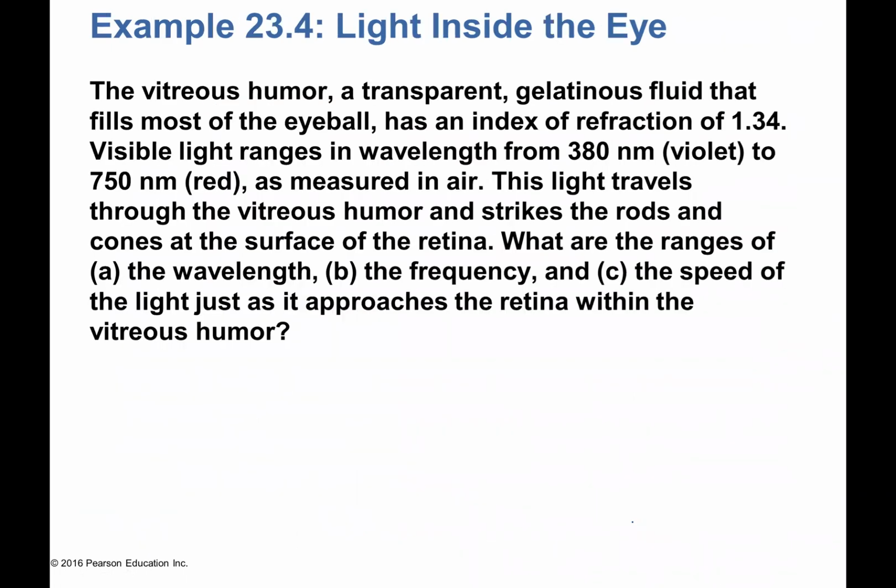All right, so we're ready to do some examples. What we have here is the vitreous humor, a transparent gelatinous fluid that fills most of the eyeball, which has an index of refraction of 1.34. Visible light ranges in wavelength from 380 nanometers violet to 750 nanometers red, as measured in air. This light travels through the vitreous humor and strikes the rods and cones at the surface of the retina. What are the ranges of wavelength, frequency, and the speed of light just as it approaches the retina within the vitreous humor?